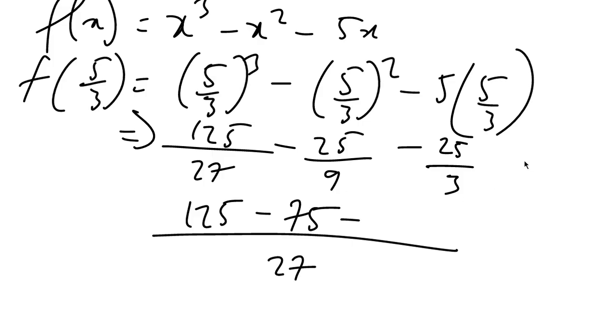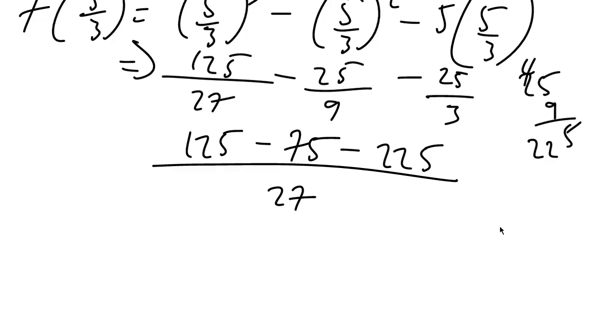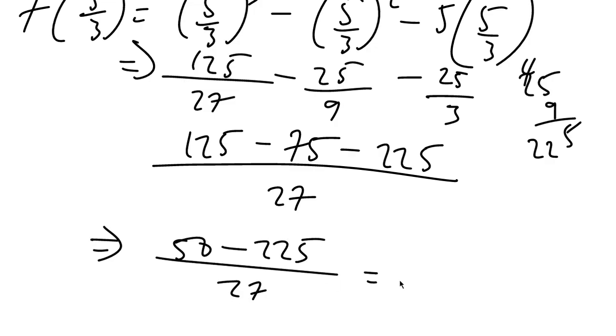And then 27 divided by 3 is 9, right? So 9 times 25 is what? 9 times 2 is 18, and then plus 4, you have 225. So what is 125 minus 75? That's going to be 50, right? So we're going to have equal to 50 minus 225 over 27, which is a negative 175 over 27, right? Negative 175 over 27.